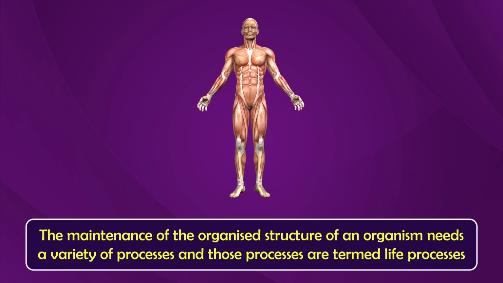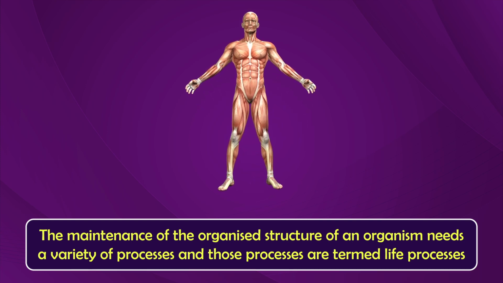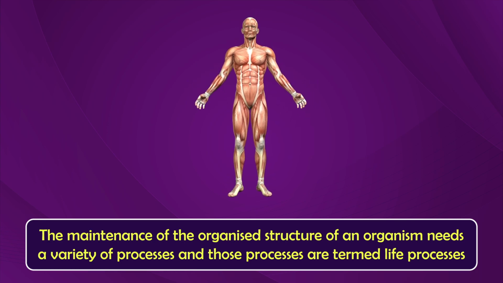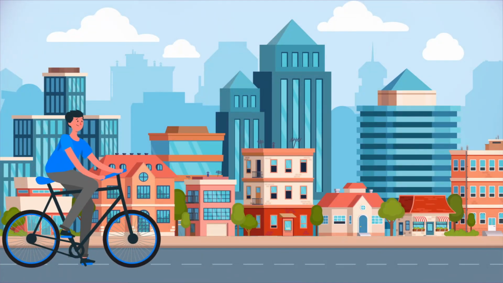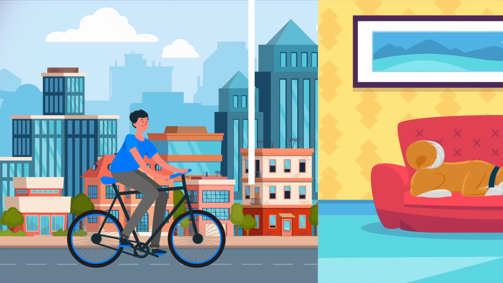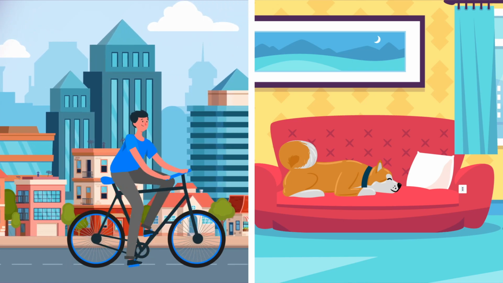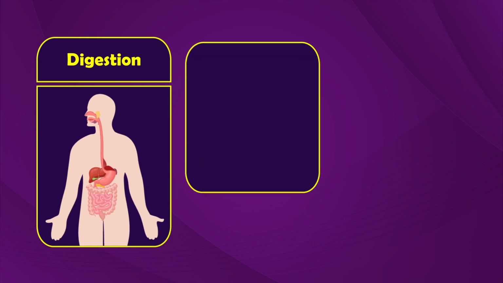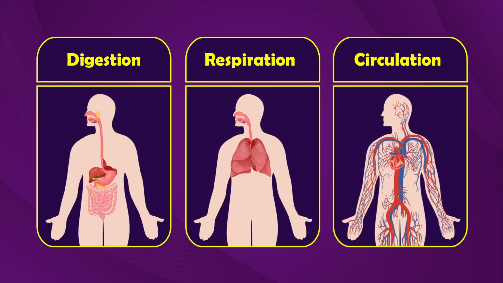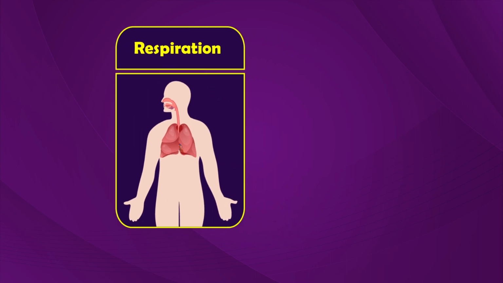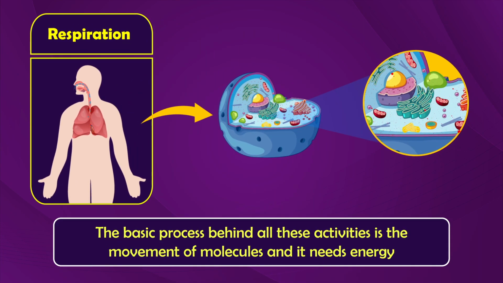The maintenance of the organized structure of an organism needs a variety of processes, and those processes are termed life processes. Life processes always happen whether they are active or not. It takes place even when we sit or sleep. Digestion, circulation, and respiration are examples of life processes. The basic process behind all these activities is the movement of molecules that happen in the cells, and it needs energy.